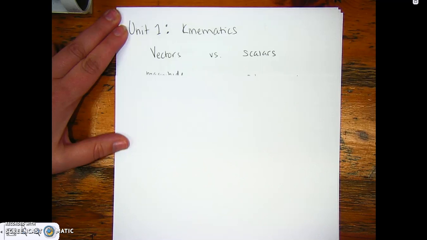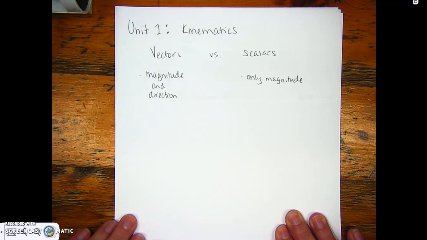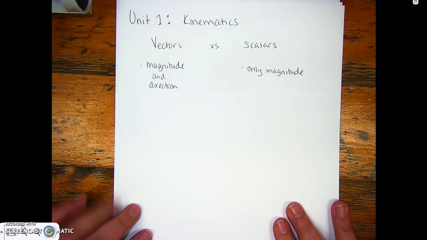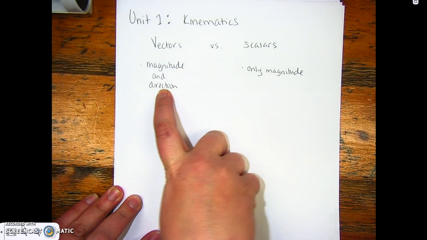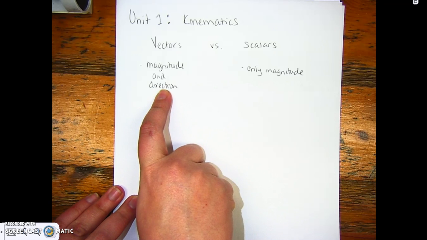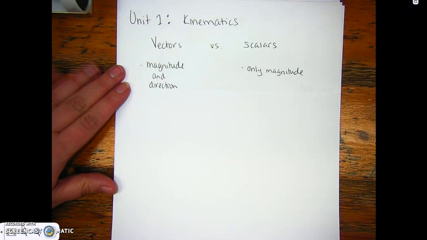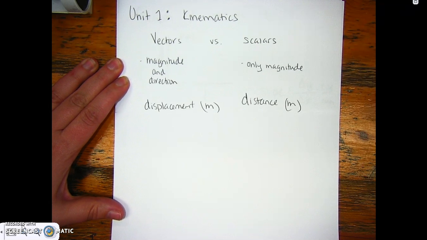So remember that a vector is something that has both a magnitude and a direction, while scalars can be completely described by only a quantity and a unit, so only the magnitude. So really this is the number, and this is to the left or to the right or up or at 45 degrees or whatever, right? And so the first concept of vectors versus scalars that we introduced was the difference between displacement and distance.